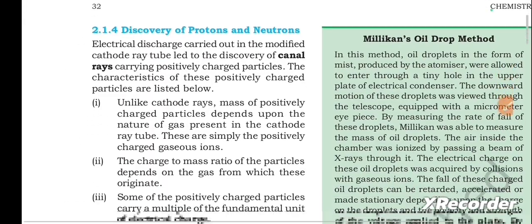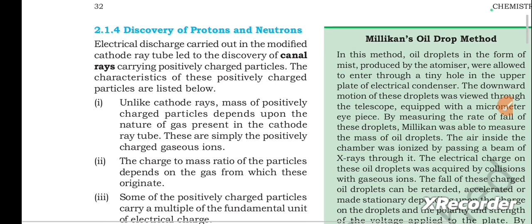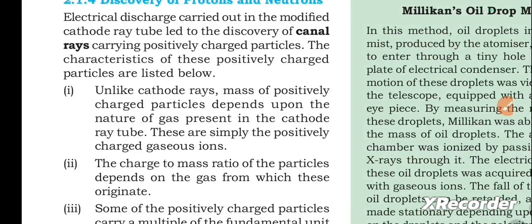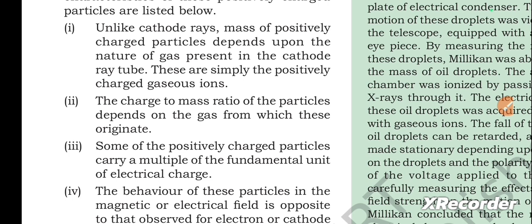Next, 2.1.4, discovery of protons and neutrons. Electrical discharge carried out in the modified cathode ray tube led to the discovery of canal rays carrying positively charged particles. The characteristics of these positively charged particles are listed below. First point. Unlike cathode rays, mass of positively charged particles depends upon the nature of gas present in the cathode ray tube. These are simply the positively charged gaseous ions.